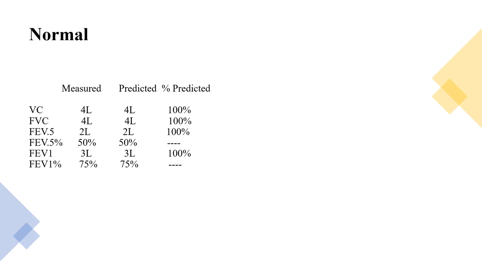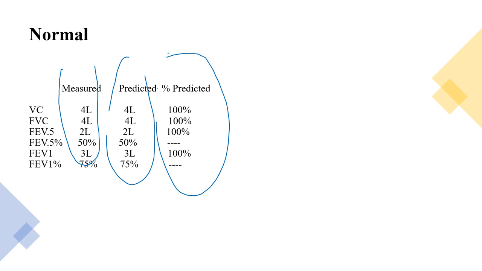So this is just to sort of get your feet wet, looking at the measured versus the predicted versus the percent of predicted. And the percent of predicted is the big one to pay attention to, because we want their normals to be 80 to 120 unless it's the FEV1%, right? So we'll start there with your basic spirometry. Let's do some more practice. Hopefully you'll find this pretty valuable.